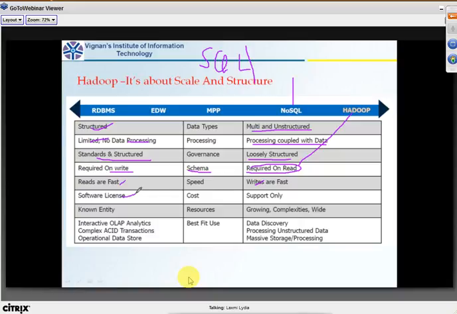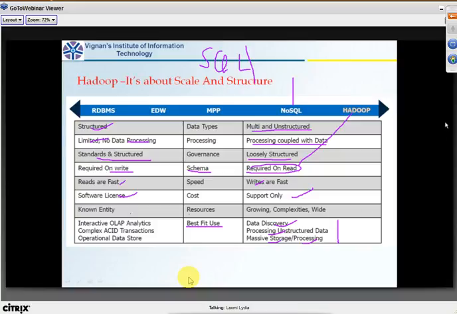Coming to the cost of license, here it is a software license. But with Hadoop, we need to take support only, because as it is open source, wherever required, we are going to take the support-only license. Resources are a known entity here, but in Hadoop, resources are growing and growing. How are they growing? We have a number of added ecosystem components. And it is best fit for processing unstructured data, data discovery, and for massive storage and processing. It is best fit for all these things, right?